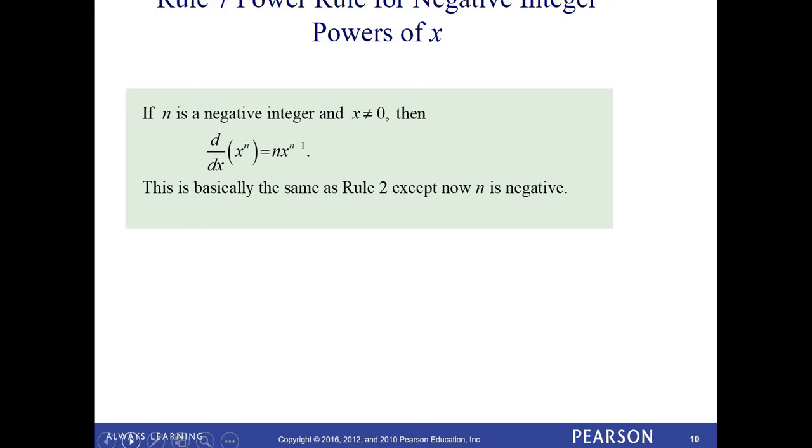Power rule for negative integer powers of x. It's the exact same rule as the integer rule, except n now can be negative as well.